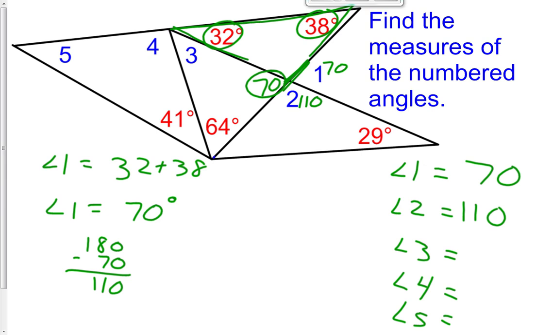Now, we have a triangle right here, do we not? Yes, we do. So that means these three angles have to add up to equal 180 degrees.